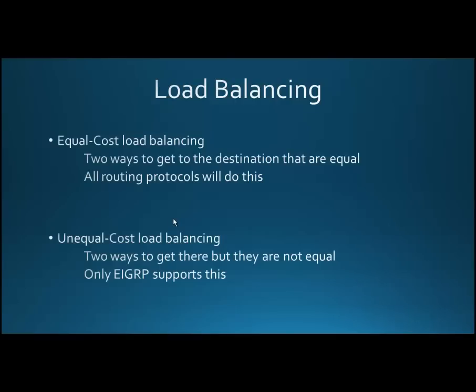Now, unequal cost load balancing, there are 2 ways to get there, but they're not equal. I may have dial-up for path 1, but then I've got fiber for path 2. So naturally I want to use the fiber. But with EIGRP, I can actually use both. So I'll send let's say 50 packets through the fiber and then 1 packet through the dial-up. So I'm doing unequal cost load balancing to get all the packets there as fast as possible. And it calculates this so it knows how much data to send on which route at what times, that kind of thing. So at this point, only EIGRP supports unequal cost load balancing.